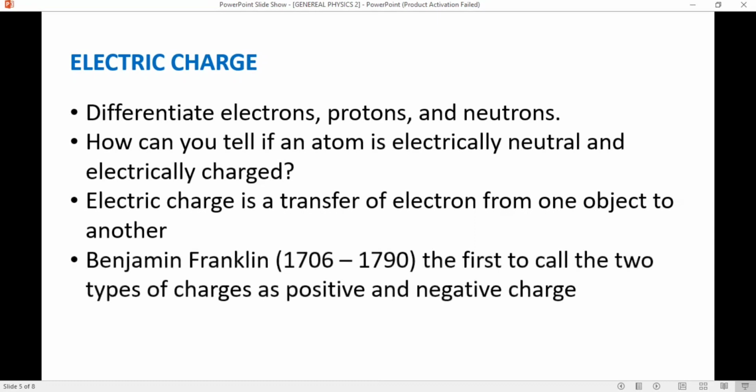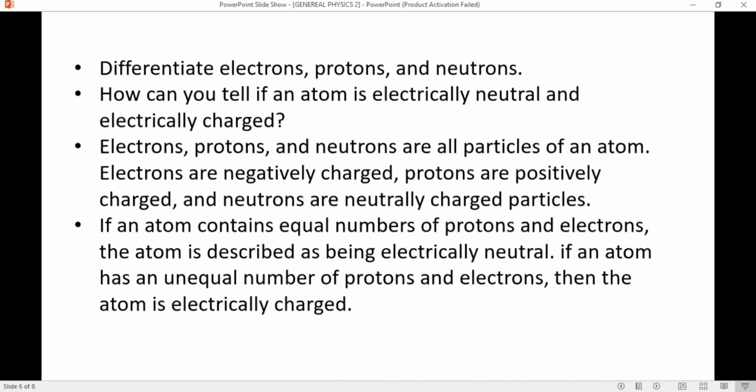And did you know, the first to call it electric charge was Benjamin Franklin, the first scientist to call the two types of charges positive and negative charge. So it was Benjamin Franklin who called it positive charge, because during the Big Bang theory, these charges, they called it as quarks.